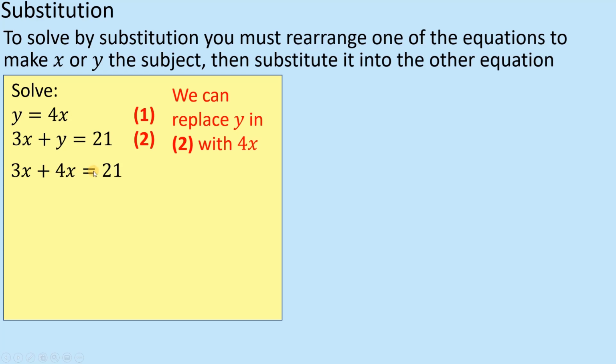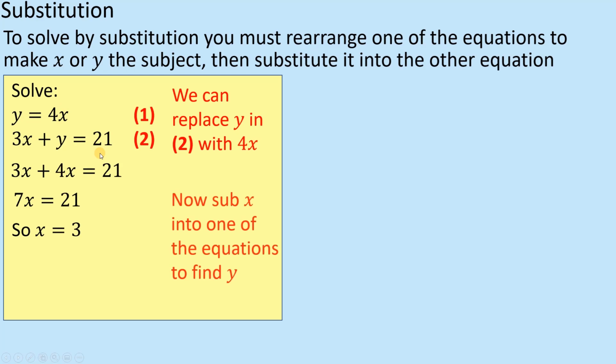So 3x plus 4x equals 21. So 7x equals 21, and dividing both sides by 7, x is equal to 3. But don't forget that that's not the end of it. We always need to find the value of y, so we substitute the value of x into either of these equations, and the one at the top is by far the easiest. So 4 times 3 gives me 12. Substituting it in there, y is equal to 12. And that's that substitution.